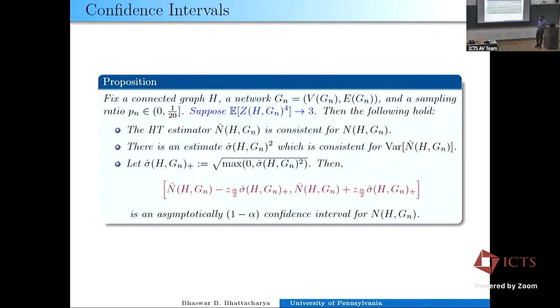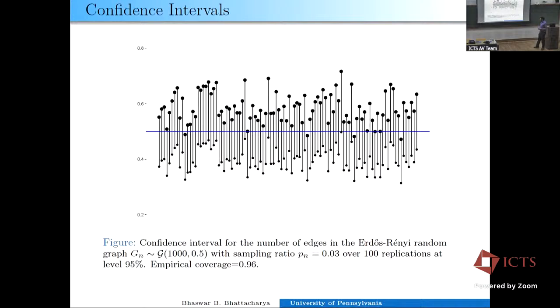Okay? So here's a picture to show this is working. I take a very simple example. The population graph is some Erdős-Rényi graph. I fix a sampling ratio of 0.03, and I do my interval 100 times. And you see a few of the intervals will miss the truth, and it's supposed to be that. So 4 out of the 100 will miss. My alpha is set to 0.05. So empirically, with 1,000 samples, I'm doing pretty well. Of course, I took a good graph here. Of course I did that.